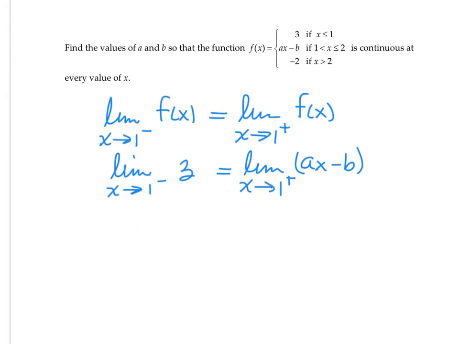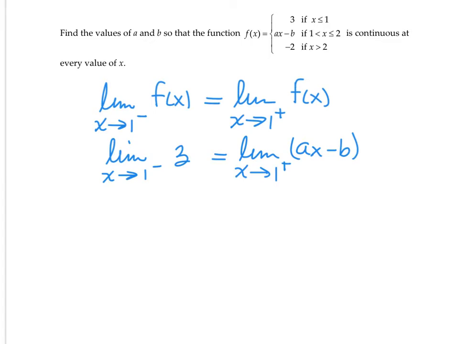Well, the limit on the left, of course, is just 3. And the limit on the right, all you have to do is plug in 1. And we get a condition on a and b which needs to be met in order for the function to be continuous at 1. We'll come back to that.